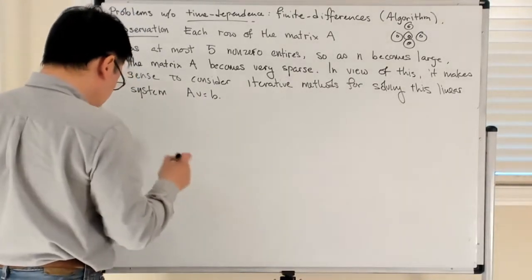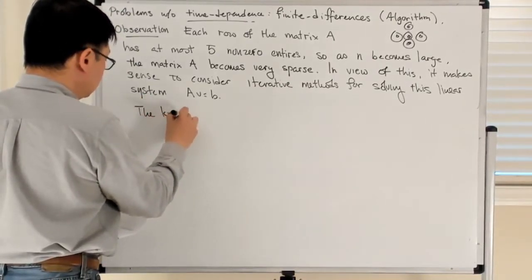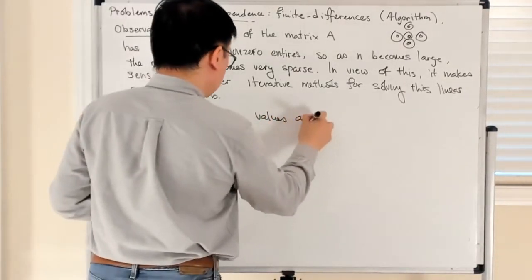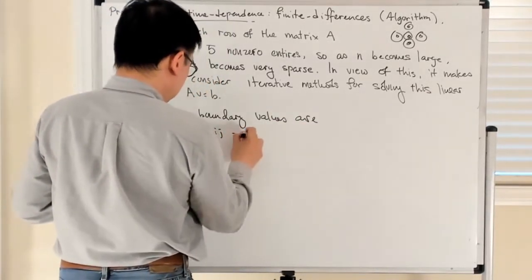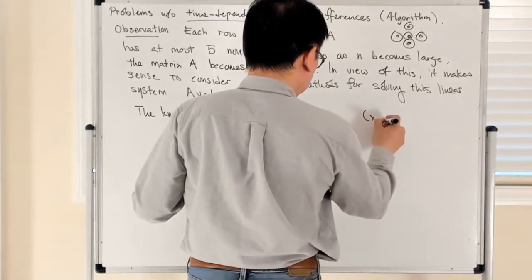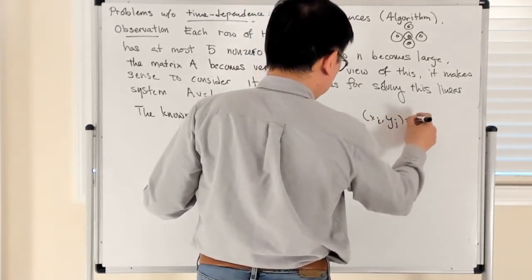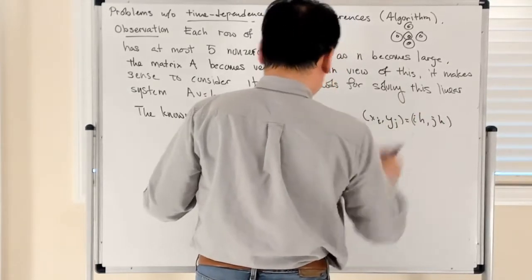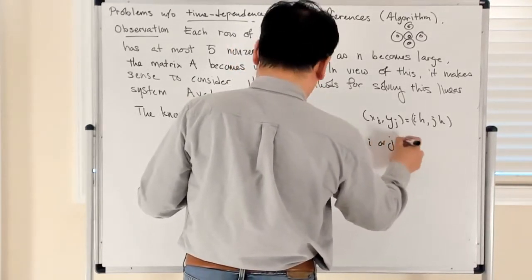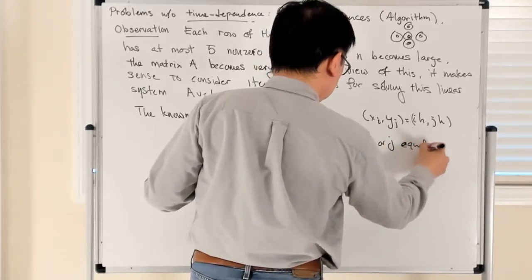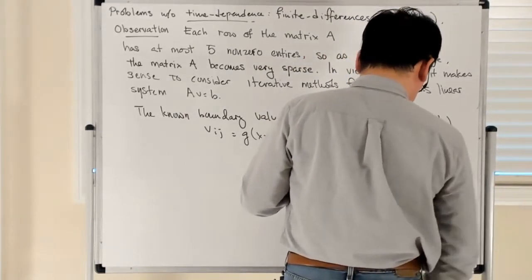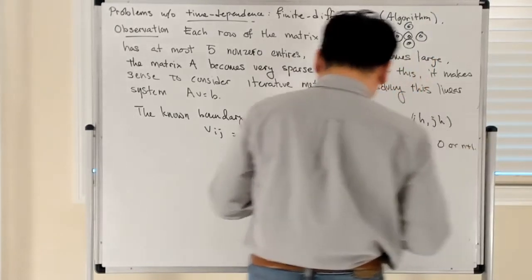So you already know that the known boundary values are V_ij, which is equal to g(x_i, y_j), where (x_i, y_j) is equal to (i times h, j times h), when i or j equals 0 or n plus 1.